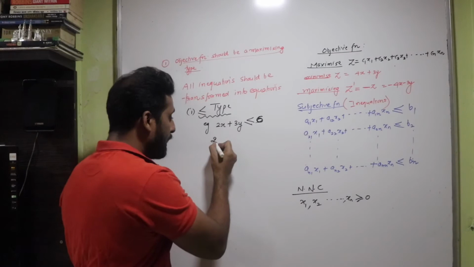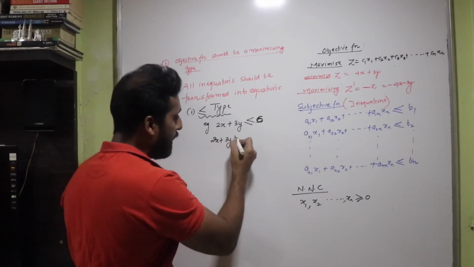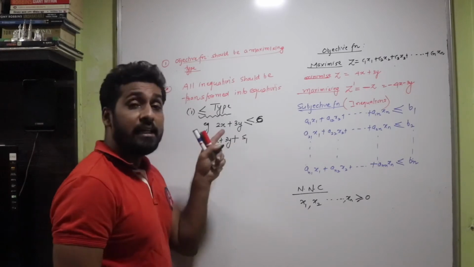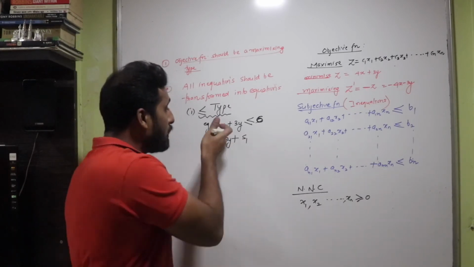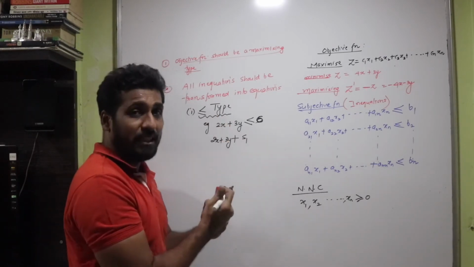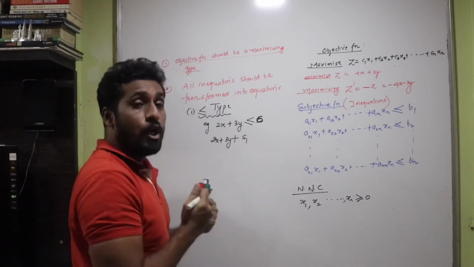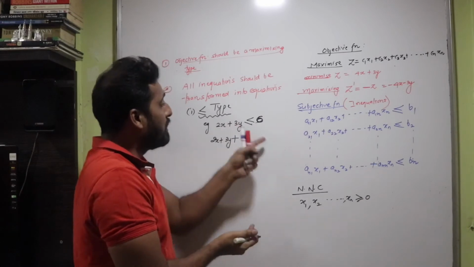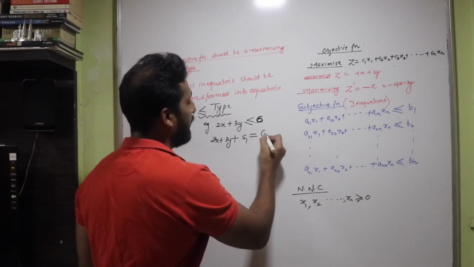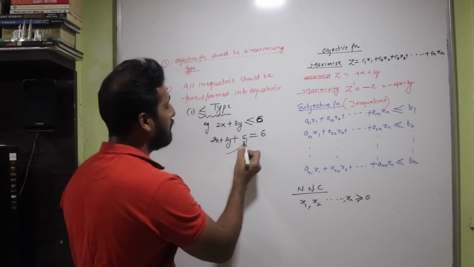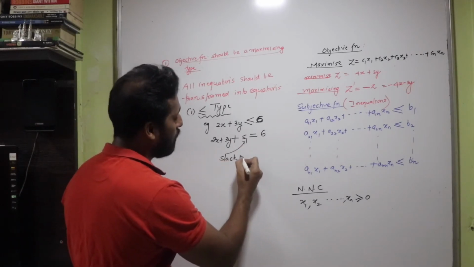So I'm going to write it as 2x plus 3y plus, say, s1. That's my slack variable. This has something less. It is in slack of something. So I'm going to give it something so that it becomes equal to the right hand side. It becomes equal to 6. So this s1 is called a slack variable.